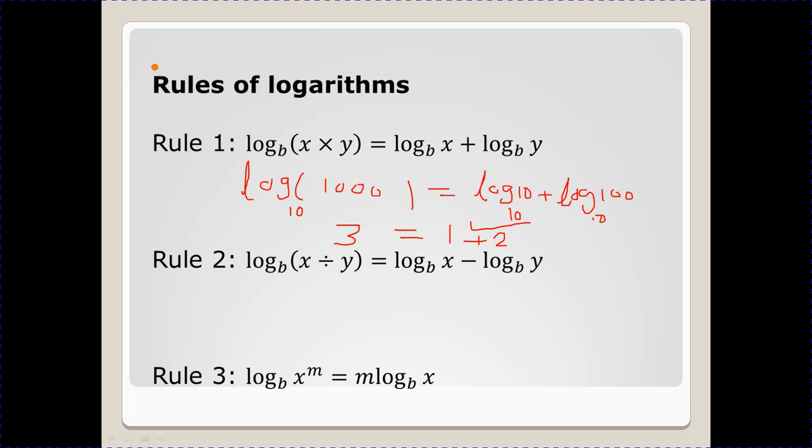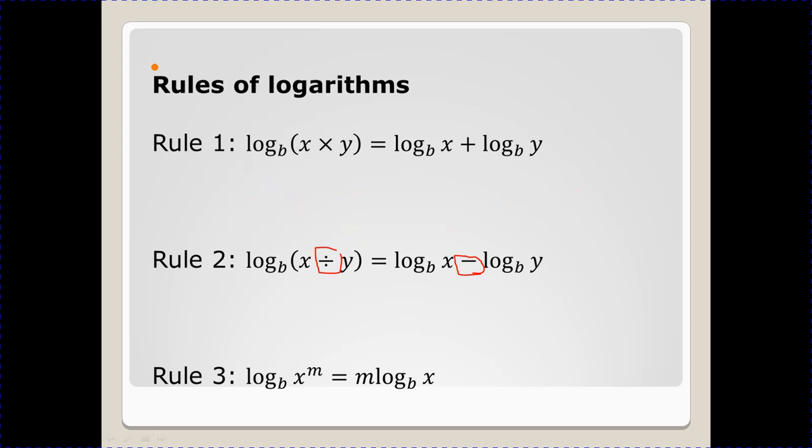The second rule is division. If you have log of x divided by y, or x over y at the base of b, then this is log x at the base of b minus log y. So here, division turns to subtraction. Let me just erase the first problem, just to concentrate on the second rule. So again, division becomes subtraction.